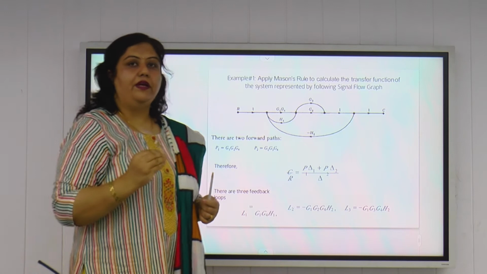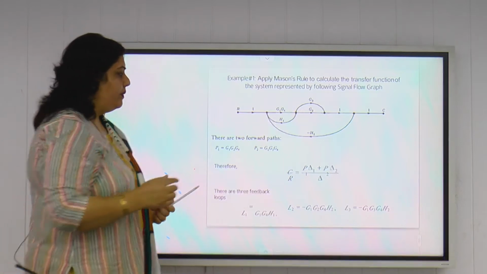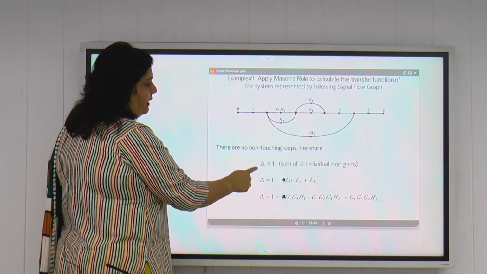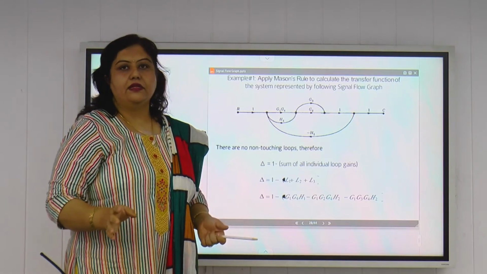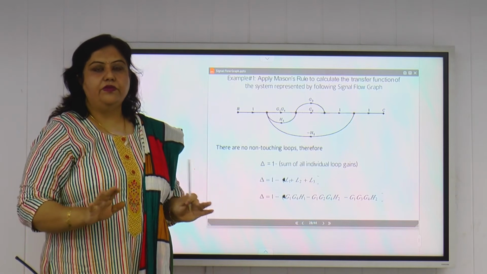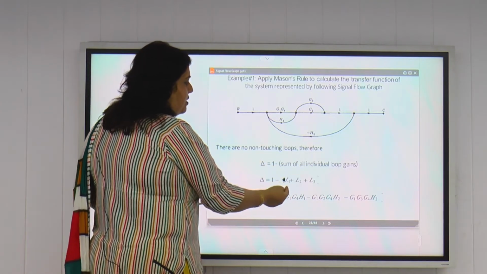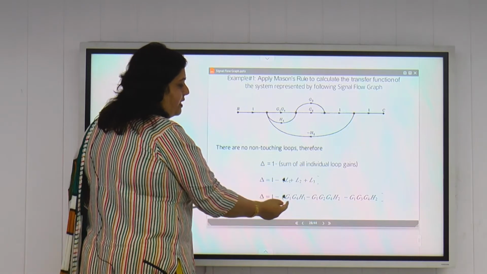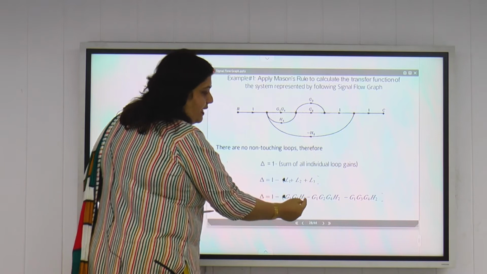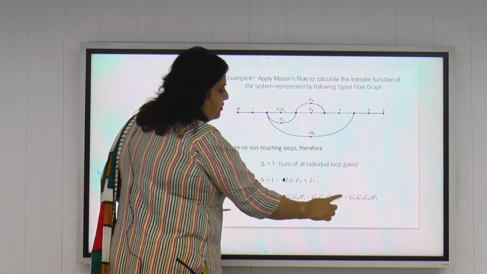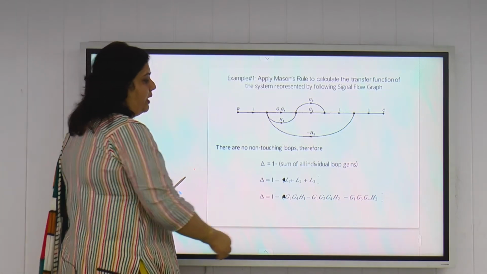If we don't have a pair, then how can we have a triplet of non-touching loops? So we stop here and put the values in delta. Now we find delta from here. Delta is 1 minus the sum of all individual loop gains, because all the brackets get cancelled out as we have no pair of non-touching loops and no triplet of non-touching loops in this particular question. So we sum up L1 plus L2 plus L3 with the respective signs. L1 is positive, G1, G4, H1. L2 was G1, G2, G4, H2 with negative sign and L3 was G1, G3, G4, H2 with negative sign. So we sum up all the loop gains with their corresponding signs, and this will be equal to delta.